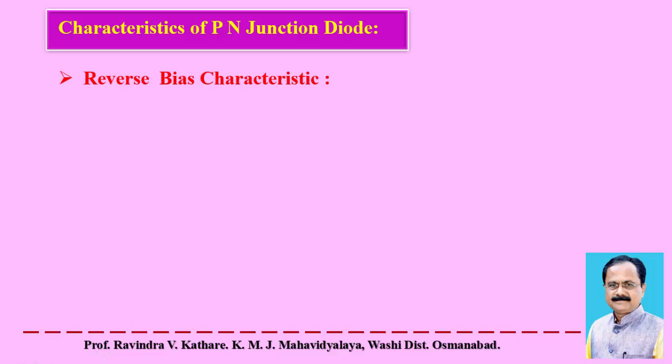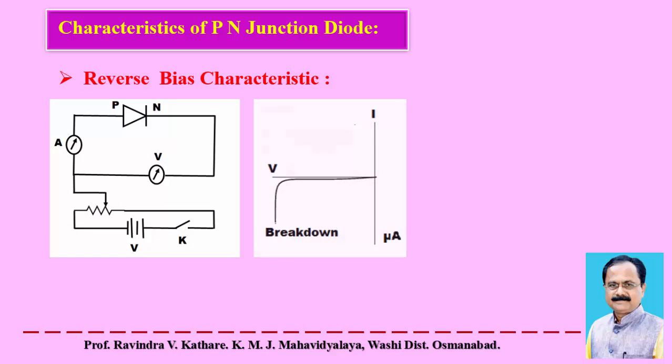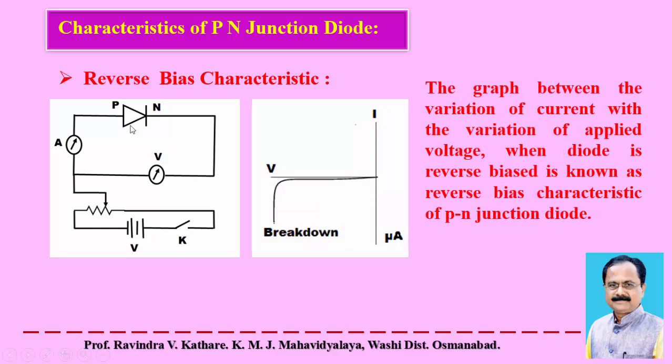Second one is the reverse bias characteristic. In this figure 1, this is the p-n junction diode. This is the current meter connected in series to measure the current through the diode. This is the voltmeter connected in parallel to measure the voltage across the p-n junction diode. This rheostat and battery form the voltage divider arrangement.